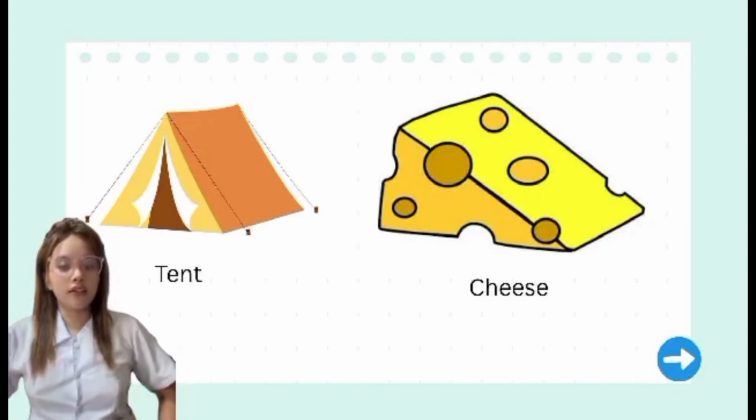So look at the tent first. When you look at the front of the tent, it is shaped like a triangle. The back part is also a triangle, and the sides are like rectangles. So the whole tent is a triangular prism.